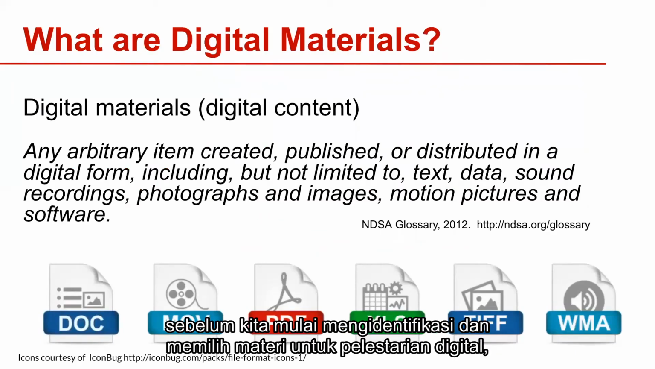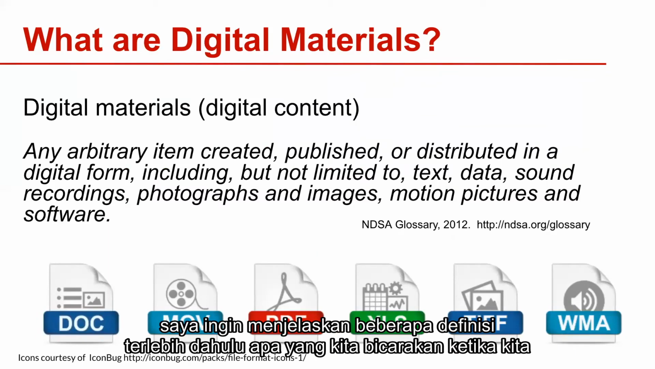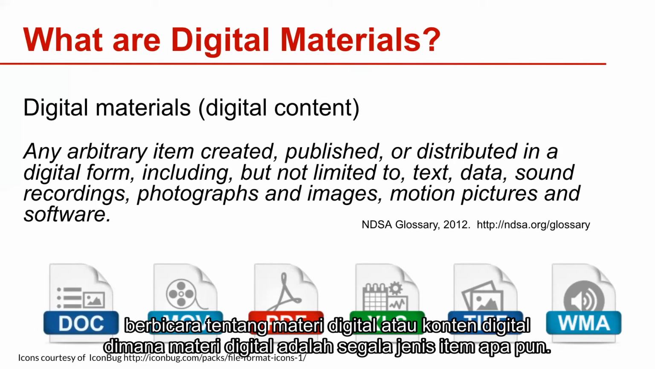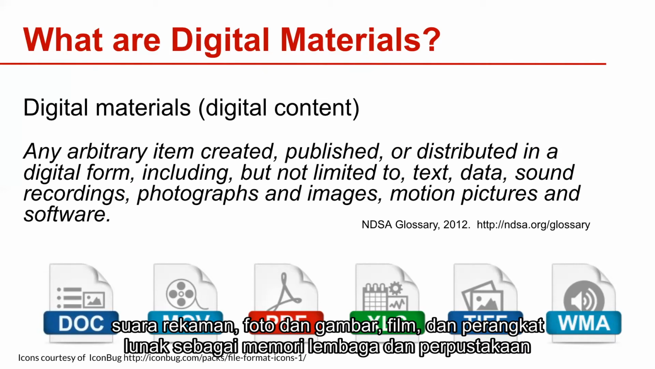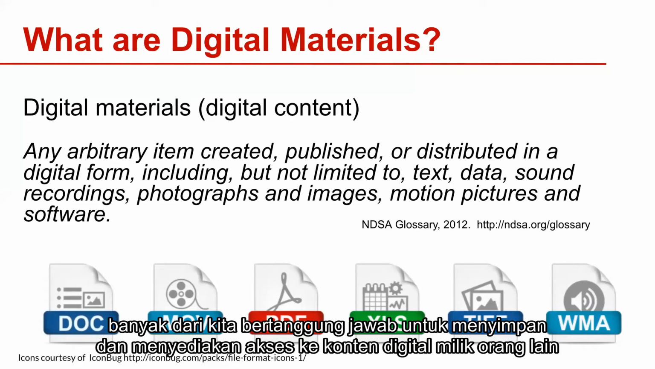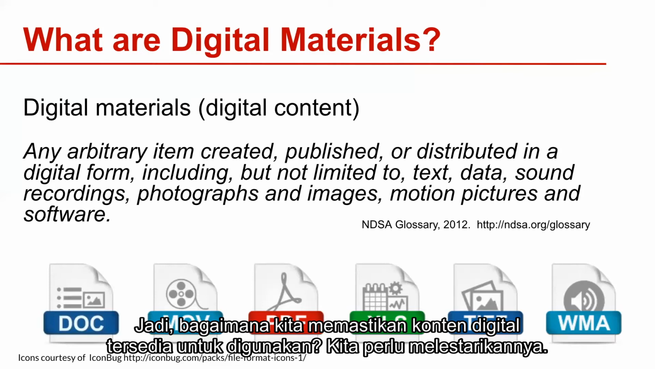Before we jump into identifying and selecting materials for digital preservation, I want to set the stage with a few definitions. First off, what are we talking about when we say digital materials or digital content? Digital materials are any arbitrary item created, published, or distributed in a digital form, including but not limited to text, data, sound recordings, photographs and images, motion pictures, and software. As memory institutions and libraries, many of us are responsible for holding and providing access to other people's digital content. So how do we ensure digital content is available for use? We need to preserve it.